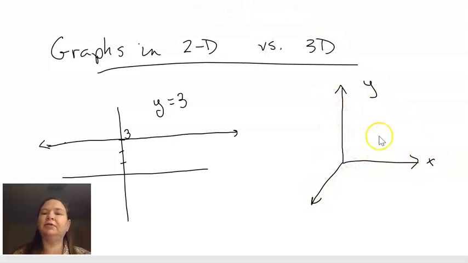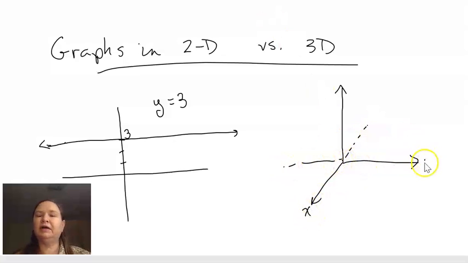Oops, I'm labeling my axes in a way that is different from the standard. So standard has the x-axis coming towards you, y-axis going to the right, z-axis going up. You can do it differently, but this is the way that almost everybody does it. So that's the most consistent thing to do.